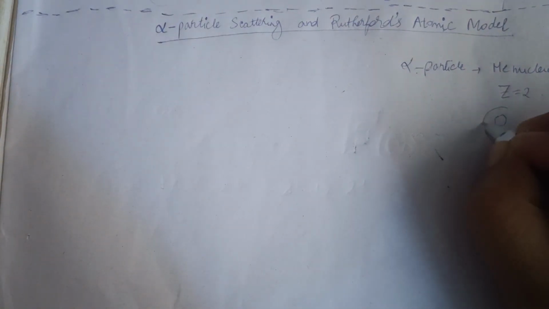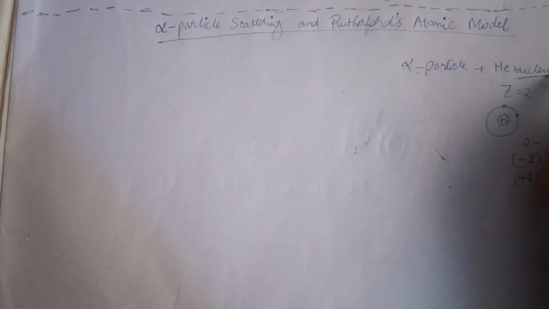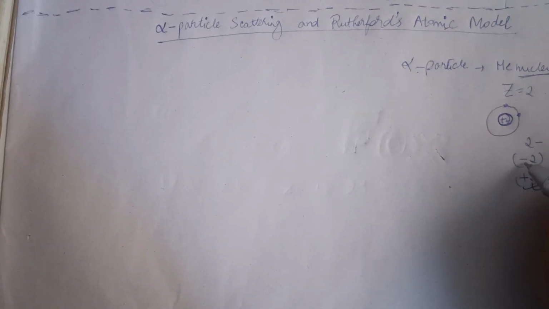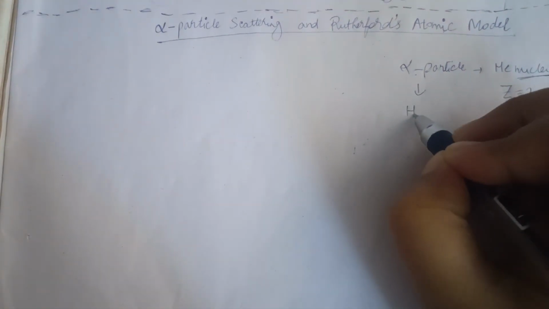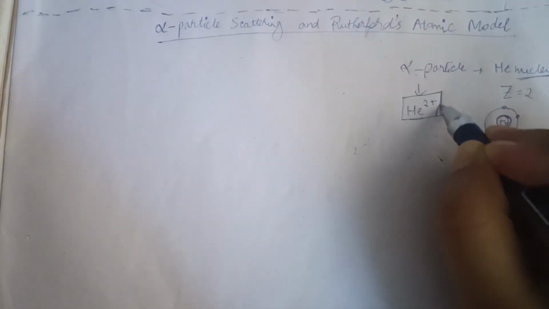Now, alpha particle means it is a helium nucleus. Helium has atomic number 2, so it will have 2 electrons as well, and 2 protons. That is 2 units of negative charge, which we can say is -2, and 2 units of positive charge. When we say helium nucleus, it only consists of the positive part, with no electrons. So helium nucleus will have only the +2 charge, no -2, which means alpha particle is nothing but He2+, 2 units of positive charge.